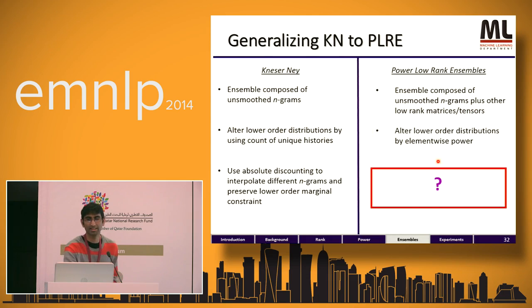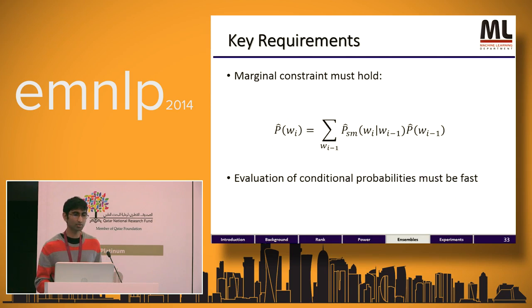And so what's left now is that I have all these different quantities of varying rank and power. I now need to put them together to make an ensemble that's a valid probability distribution. And the key requirements are that first, the marginal constraint must hold. So when I marginalize out the context, I should get the empirical unigram back. Secondly, the evaluation of conditional probabilities must be fast, just like an n-gram. So I don't want any partition functions or things like that. That would make test time slow.